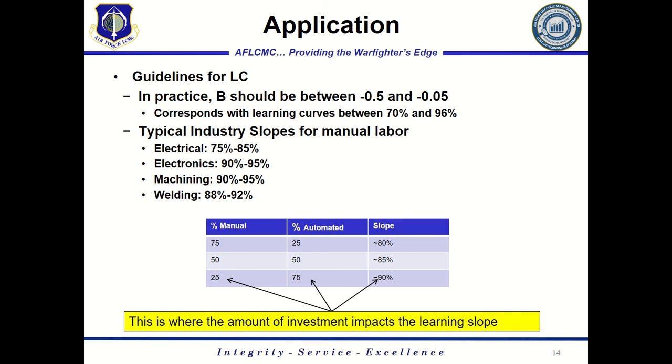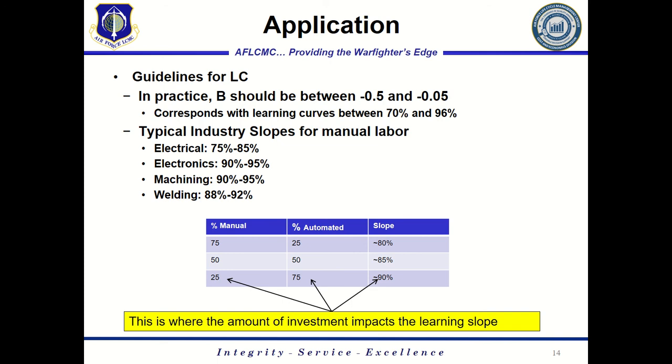And again, we've got a table here that shows, if you've got a very manual process, you're going to have a much higher learning curve slope. And if you have a very automated process, you're going to have much less of a slope. It's going to be a higher percentage.